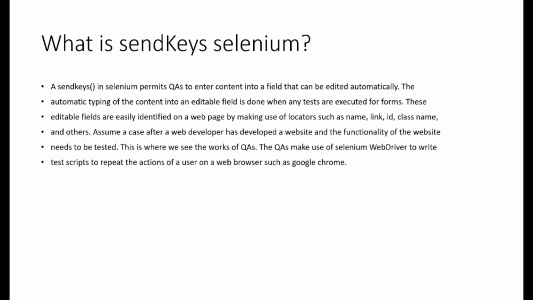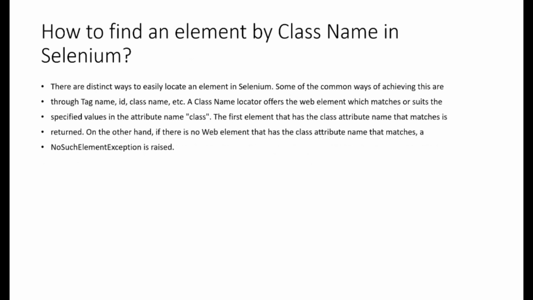What is sendKeys in Selenium? It permits QA to enter content in a field that is editable automatically, and automatic typing of the content into an editable field is done when any tests are included for forms. These editable fields are easily identified on a web page by making use of locators such as name, link, ID, class name, and others. Assume a case after a web developer has developed a website and the functionality of the website needs to be tested. This is where we see the work of the QAs.